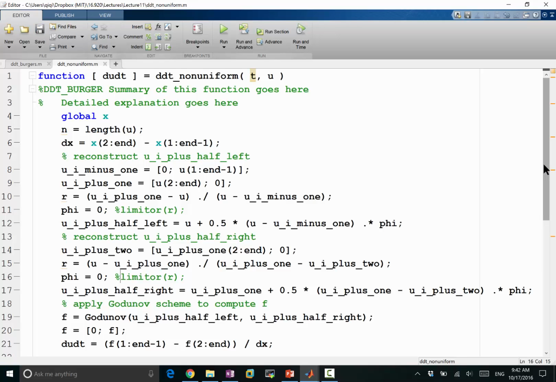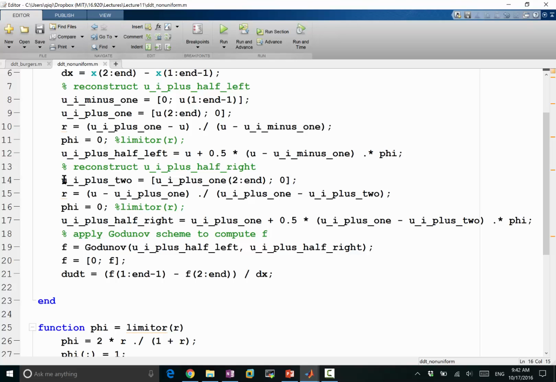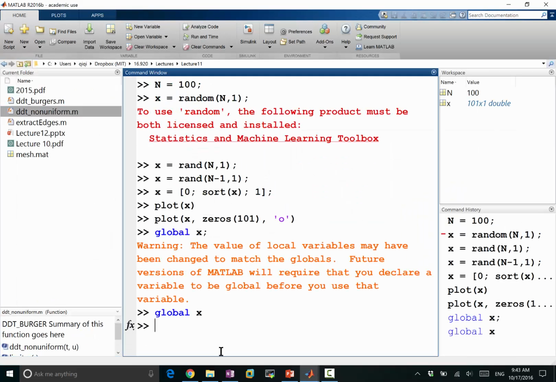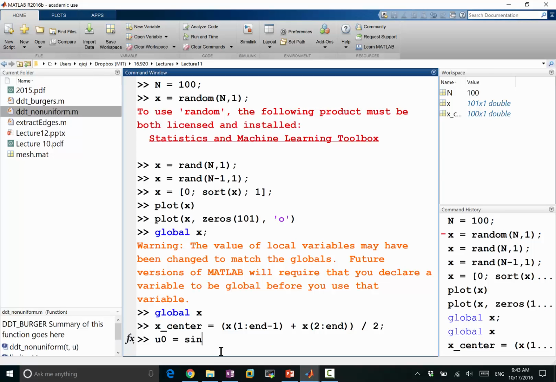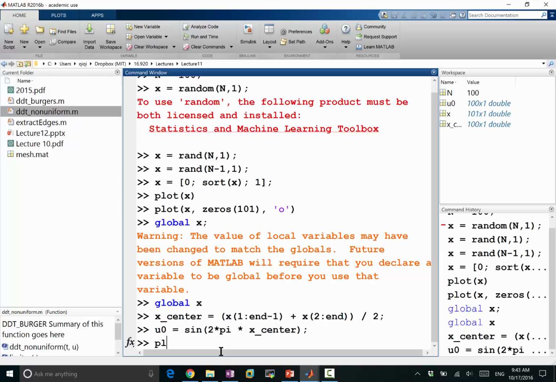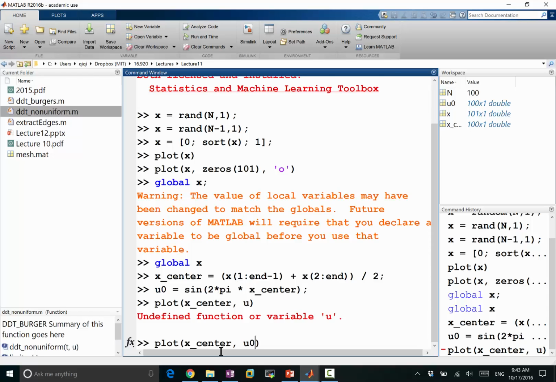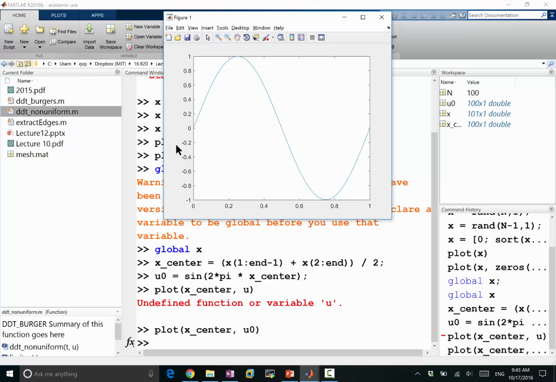So if we avoid that complexity, we are going to reconstruct basically our u plus half left, which is going to be the solution, the cell average on the left of the interface. U plus half right is going to be the solution cell average at the right of the interface. We are still going to apply the Godunov scheme, and this is going to be dot divide. So everything else is going to be pretty much the same, right? So in MATLAB, let's compute x center to be x 1 to n minus 1 plus x 2 to n divided by 2. And let's say our u0 is sine of 2 pi times x center. If we plot x center, u0, this is still our initial solution, the same as what we had last time.